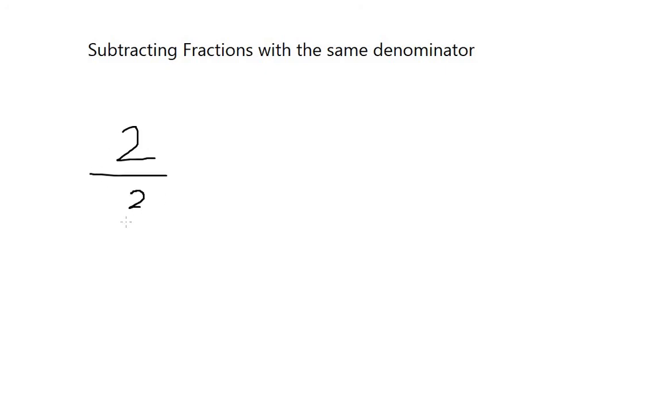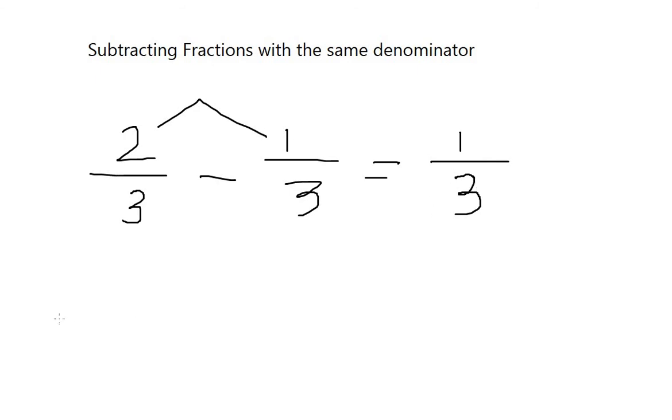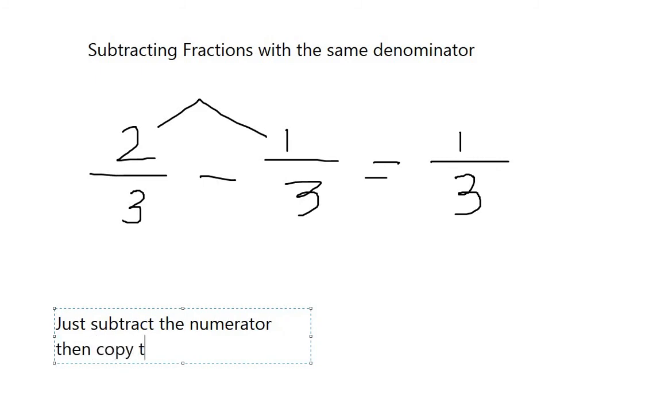2/3, take away or minus 1/3. Just simply subtract the numerator. 2 minus 1, that's 1. And then just copy the denominator. Same thing. So just subtract the numerator, then copy the denominator. That's it. Very easy, right?